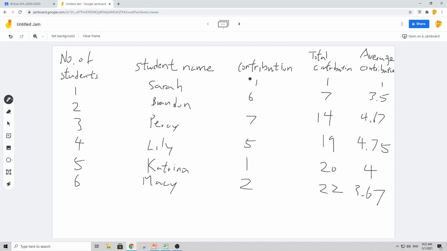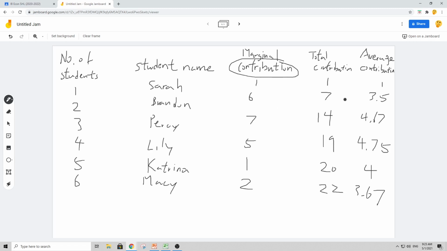So from the information that we had, we are able to show the total contribution and also the average contribution. In other words, this contribution here is going to be our marginal contribution, because it is showing, when there's an extra student contributing money for Mr. Sun, what is the extra amount? Here, when there's only one student, that is Sarah, it's $1. When the second student comes in, Brandon, he is giving me $6. So from 1 to 2, that's $6 of marginal contribution.